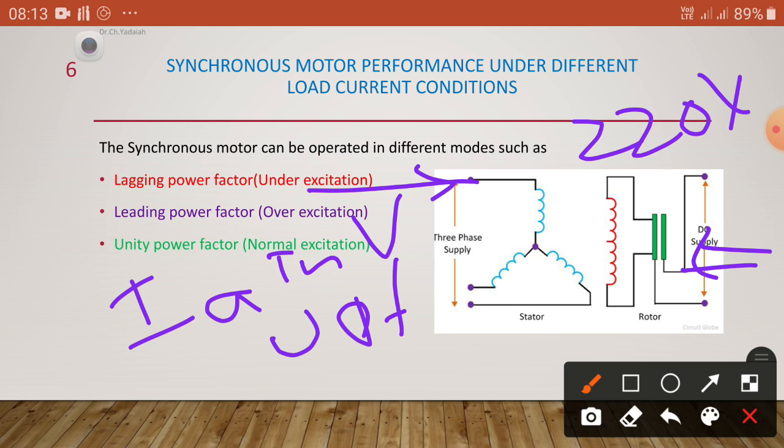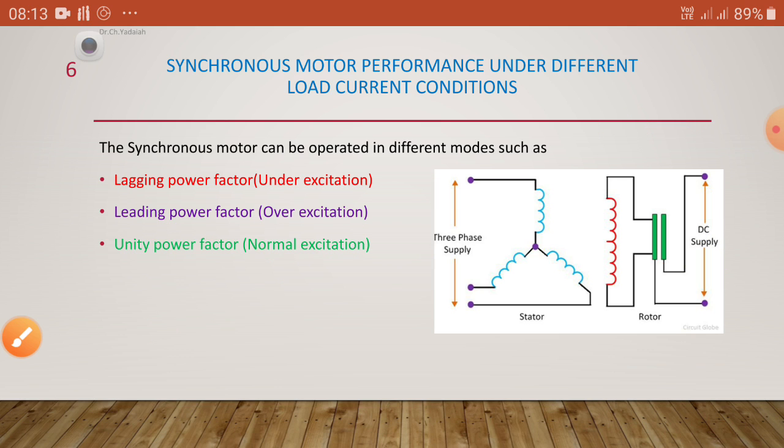So, these three conditions I am going to perform on my synchronous motor. During this period, we will see what significant changes take place in our terminology: back EMF, resultant voltage ER, and armature current.